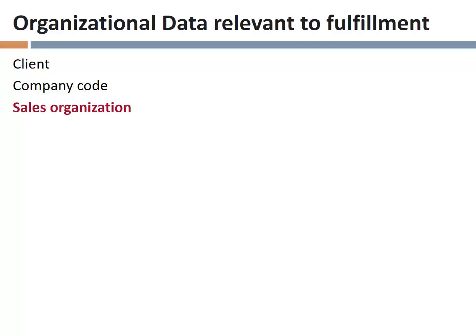Now, a new one, that is not necessarily new, but unique to fulfillment would be the sales organization, the distribution channel, the division, the sales area. We have talked about those already. We'll talk about them a little bit more to fill in some additional information here, but those are all very important organizational data elements in our system that are unique to fulfillment. The concept of distribution channel is irrelevant in purchasing. It's irrelevant in other contexts, but it's very important to us in the context of fulfillment.